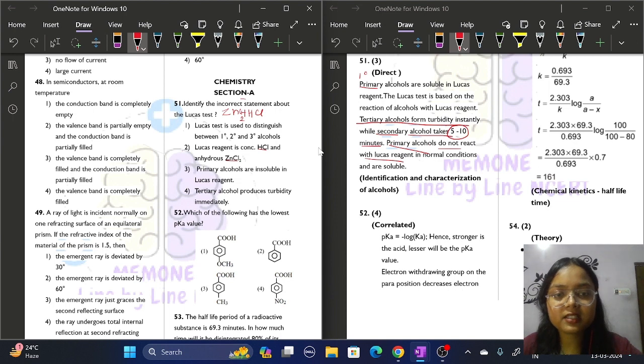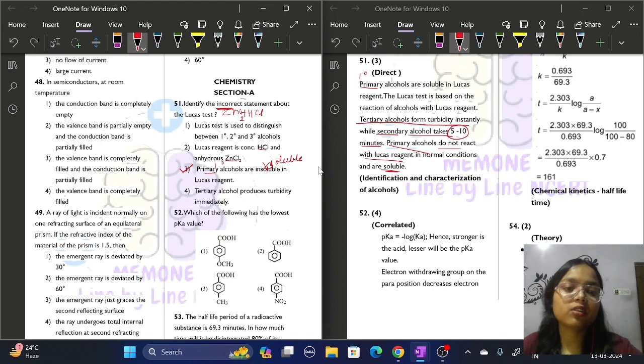Then the third statement is: primary alcohols are insoluble in Lucas reagent. So this statement is not correct. Primary alcohols do not react with Lucas reagent in normal conditions and are soluble. So it is not insoluble, it is soluble in Lucas reagent. The primary alcohols, 1 degree alcohols, are soluble in Lucas reagent. So this statement is the incorrect one.